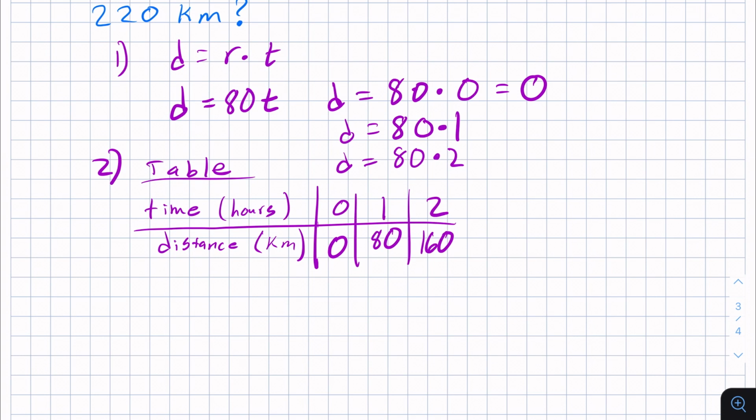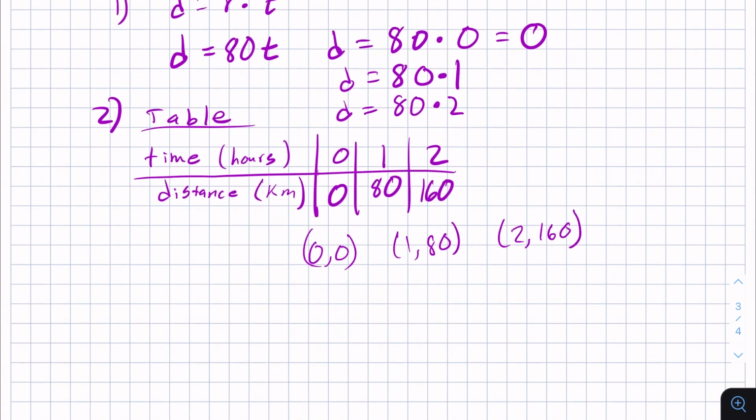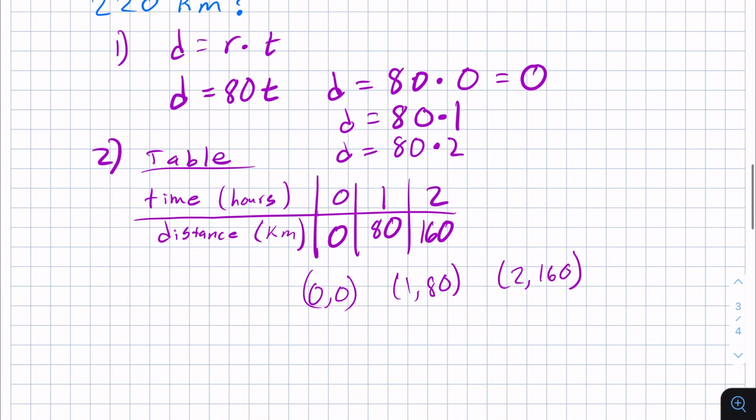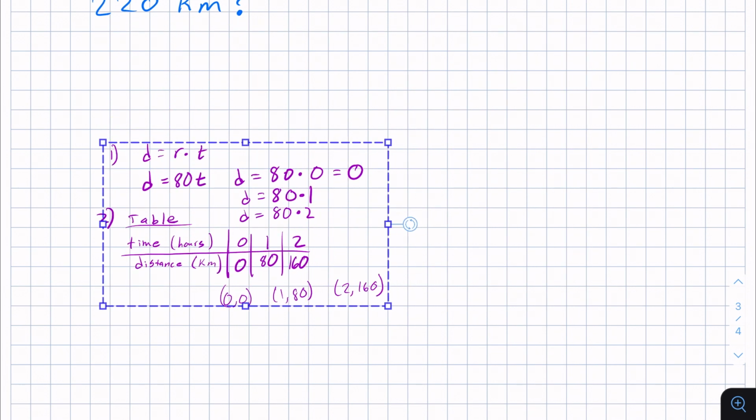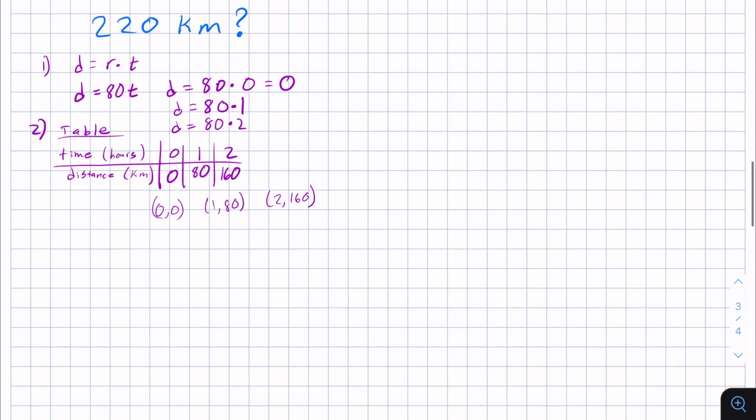And this gives me my ordered pair. So my first ordered pair here is going to be 0, 0. My next ordered pair was 1 and 80. My next ordered pair was 2 and 160. So those are going to be what I use to make my graph. I'm going to shrink this stuff down a little bit so you can still see the problem up there. And I'm going to draw the graph over here.